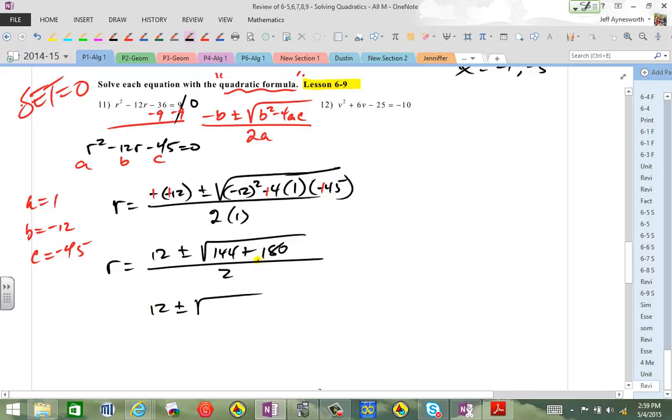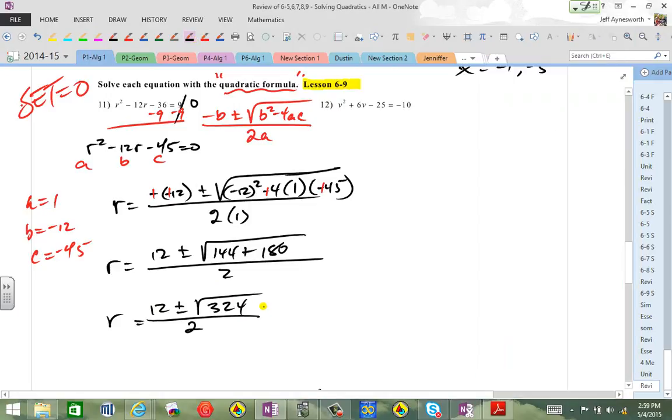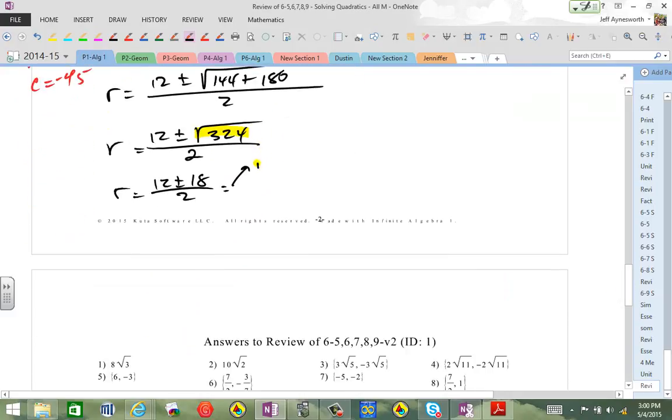Ooh, that's a nice number. Divided by 2. Watch this. The square root of 324. It's 18. 18 squared is 324, so you got to simplify the root. And that becomes 12 plus or minus 18 divided by 2, which means two things. It means 12 plus the 18 divided by 2. It also means 12 minus the 18 divided by 2. This is 30 divided by 2, or 15. This is negative 6 divided by 2, and it's negative 3. So R is equal to 15 and negative 3.